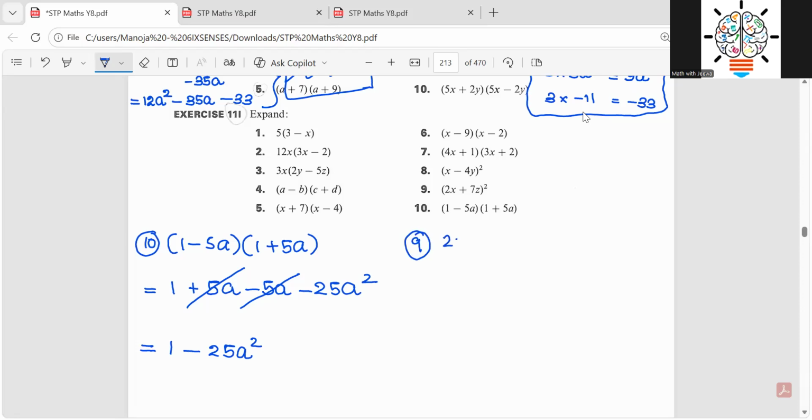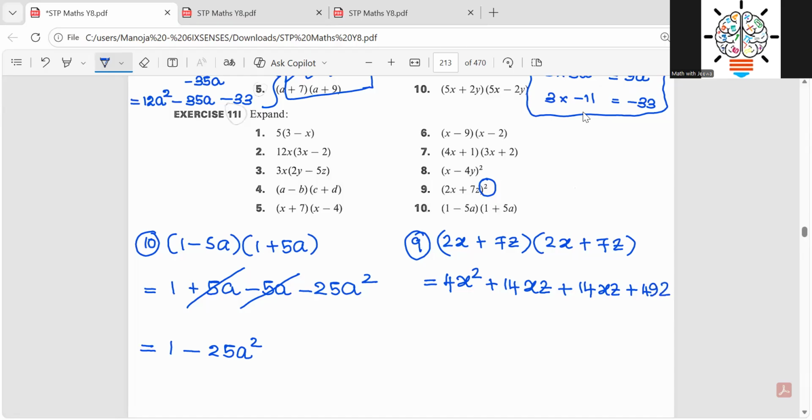So then I'll go to question number 9. We have 2x plus 7z, and I want to write it 2 times because there is a square. Then I write the same bracket component 2x plus 7z like this. Right? So then you have 2 times 2, 4x squared. 2 times 7, 14xz. 7 times 2, you have 14xz. And 7 times 7, 49 z squared.